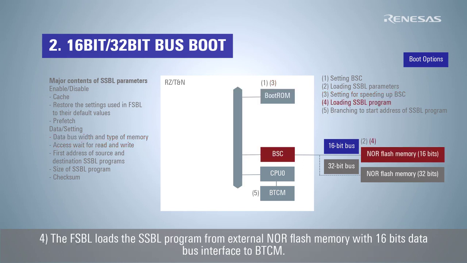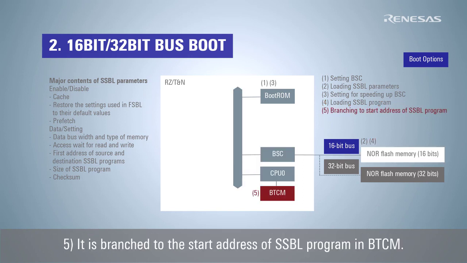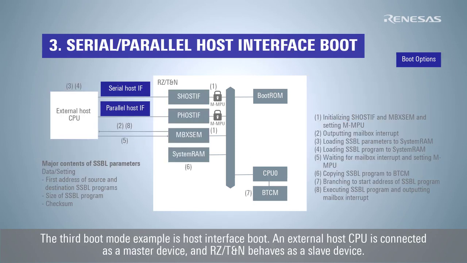4. The FSBL loads the SSBL program from external NOR flash memory, with 16 bits data bus interface to BTCM. 5. It is branched to the start address of the SSBL program in BTCM. The third boot mode example is host interface boot.